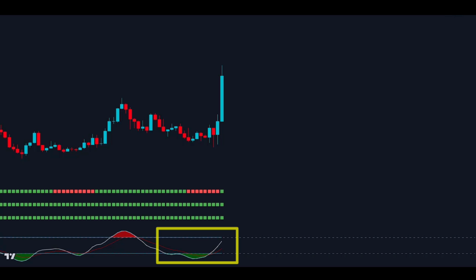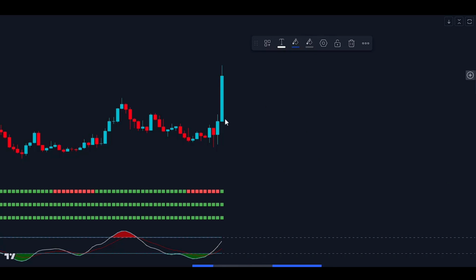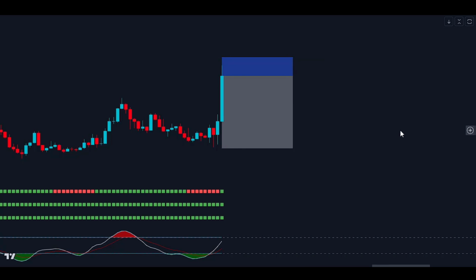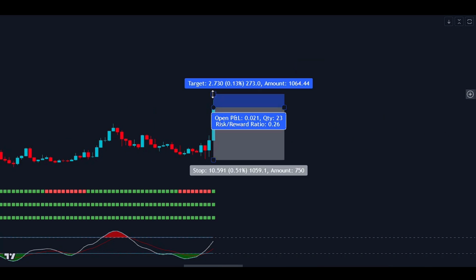The Stochastic Momentum Index comes into play here. We're watching for the white line to dip below the lower blue line, signaling a decline in bullish momentum and a potential pullback. Once the white line crosses back above the red line, confirming the end of the pullback, and this crossover happens above the -40 level, we have our entry signal. For our stop loss, we will place it below the most recent swing low, and for the take profit, we'll target 2 times the risk.